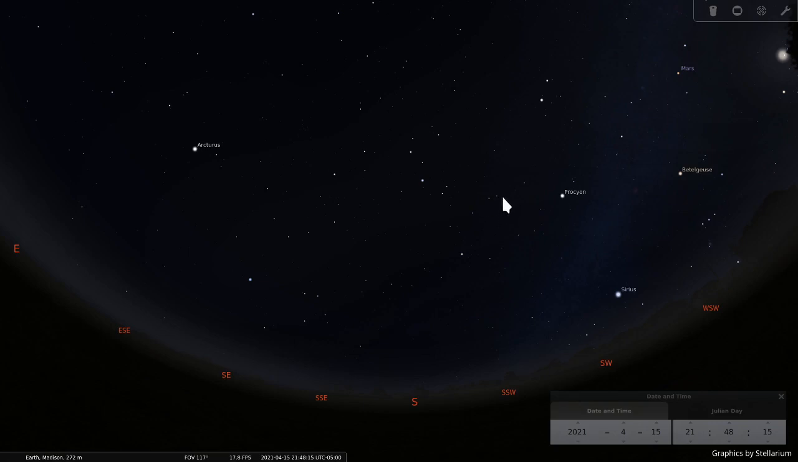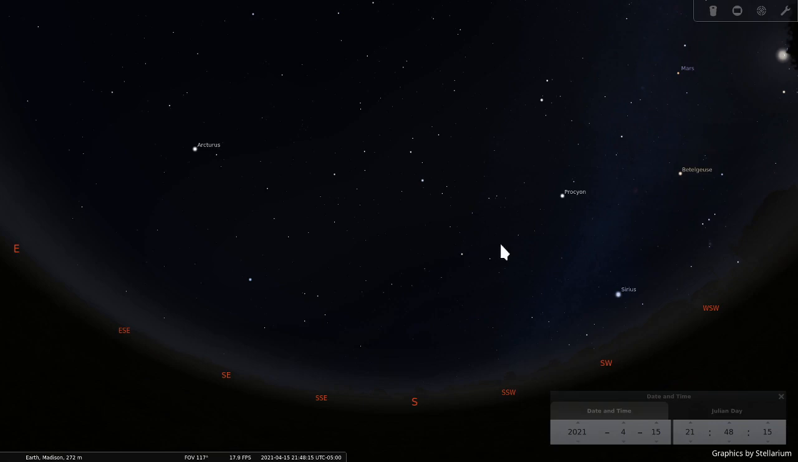So again, Hydra stretching along this way, more down like this, and Crater right over here, and then the 4 stars of Corvus right there. So if you want a stargazing challenge, go to a dark site sometime when you don't have a lot of moonlight, and look over there in the south this time of year for those 3 constellations that occupy a good bit of the sky.